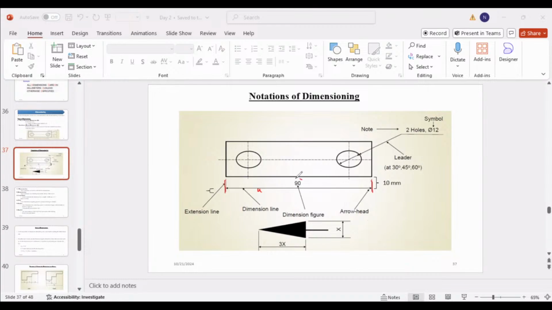So this 90 is the length. This is the dimension figure. Okay. And then you can see that this is the leader line.